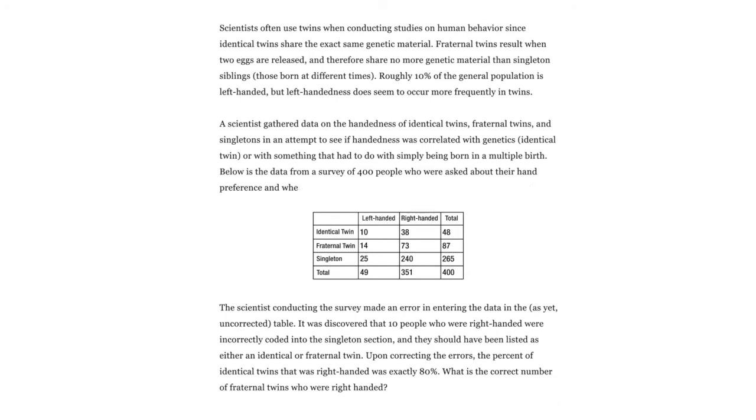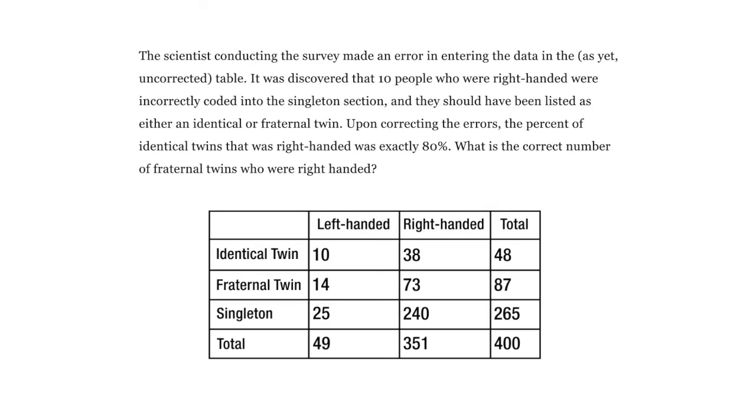All right, now we have the same data set, but we're going to do all kinds of things to it because we made an error and we have a limited amount of information about the error, and we have to figure out all the correct numbers, or at least some of them. So the scientists conducting the survey discovered that 10 people who were right-handed were incorrectly coded into the singleton section.